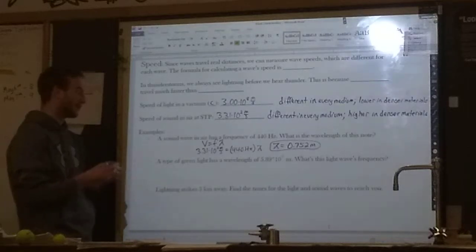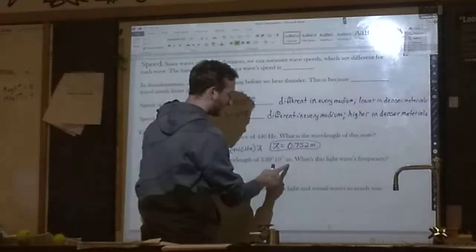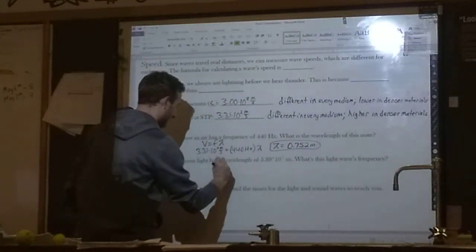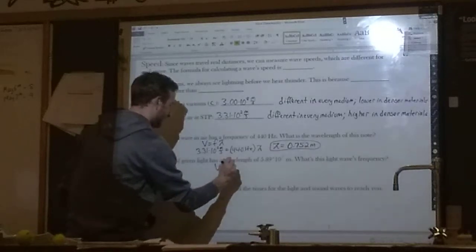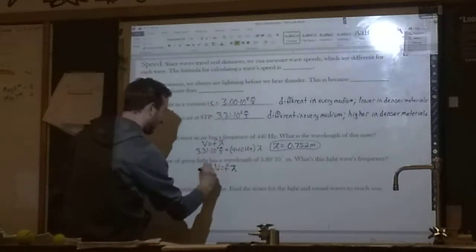Now let's talk about light. A type of green light has a wavelength of 5.89 times 10 to the negative 7th meters. What is the light wave's frequency? v equals f lambda. Now we're looking for frequency. For speed, we're going to use this.